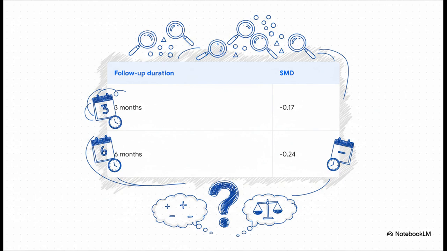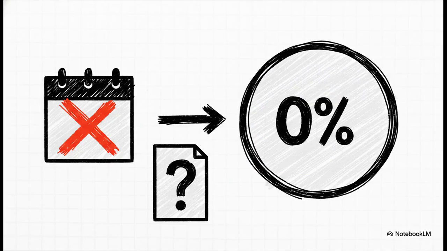So, the analysis splits the studies into two groups. We can see the combined result for the 3-month studies is minus 0.17. For the 6-month studies, it's minus 0.24. Okay, so they look a little different, but are they statistically different? And the answer is no. The test for these subgroup differences shows that this variation is likely just due to chance. So our detective work tells us that the length of the study isn't the smoking gun here. The real reason for all that disagreement might be something else entirely, maybe differences in the patients or the products they used. The mystery continues.